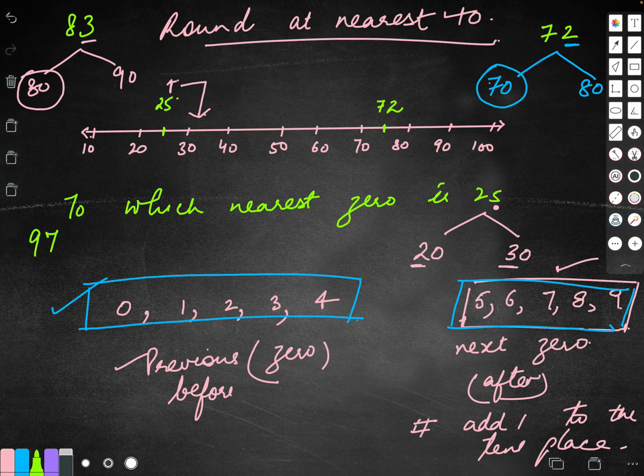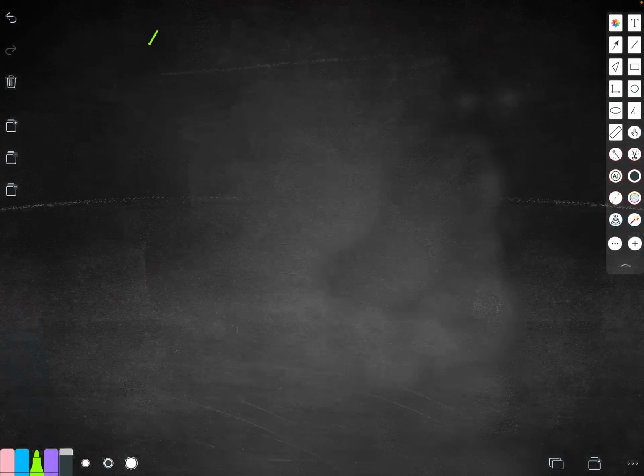I take another example, it is 97. Children, it will be rounded to either 90 or to 100. Now this comes in the after box. So I will add 1 to the tens place, it will become 10 and it will be rounded to 100. I hope I have made this very clear.